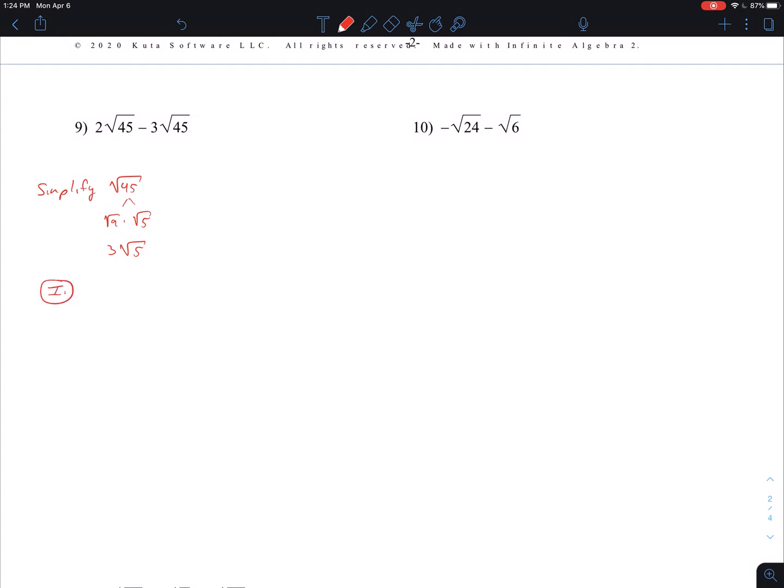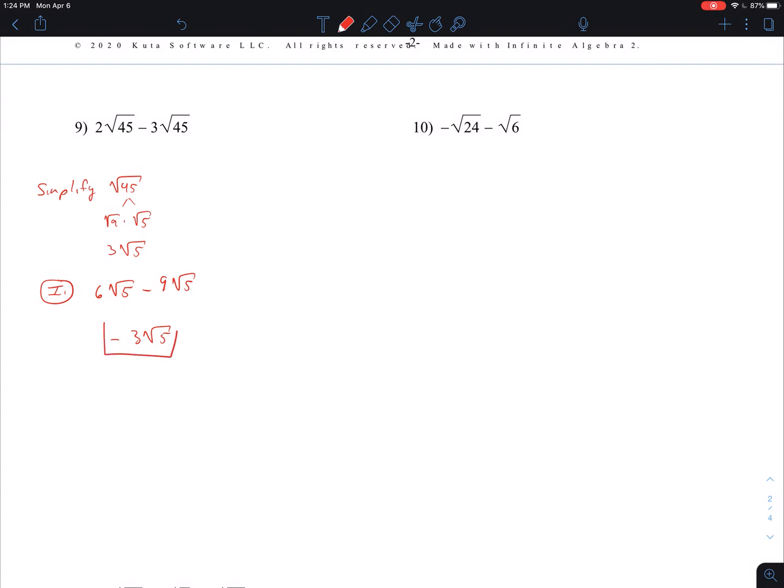So this now would be 6 root 5 minus 9 root 5. And that should give us a negative 3 root 5, is what it should give us.